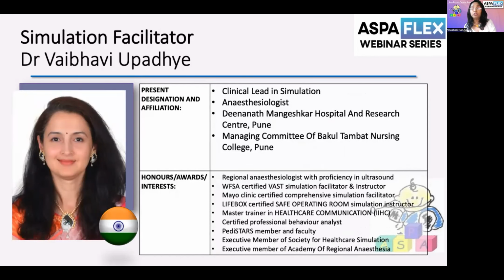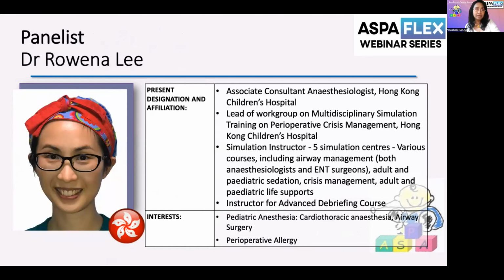Coming to the simulation facilitator, I introduce you Dr. Vaibhavi Upadhyay. She's a clinical lead in simulation. She's an anesthesiologist, first of all, and she works in Dinanath Mangeshkar Hospital here in Pune, Maharashtra, India. She has worked in simulation day in and out, and you would see how smooth she is. Let's get you to another panelist, Dr. Ravina Ali. They have a very common forte to work in. Ravina is also an ardent simulator, and her forte is teaching through simulations.